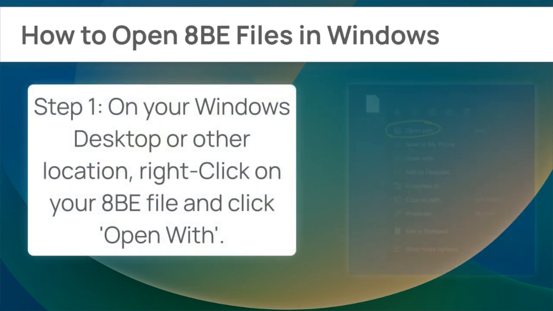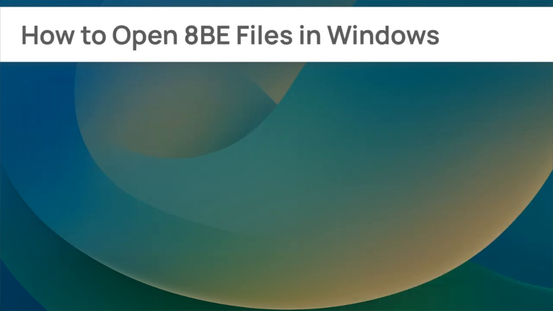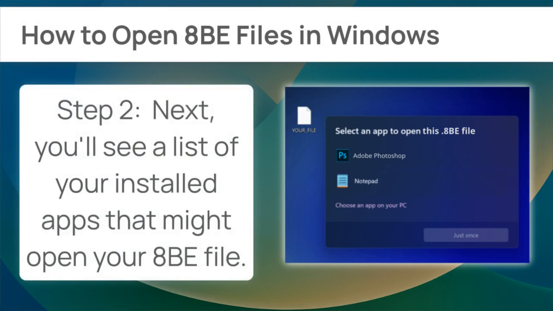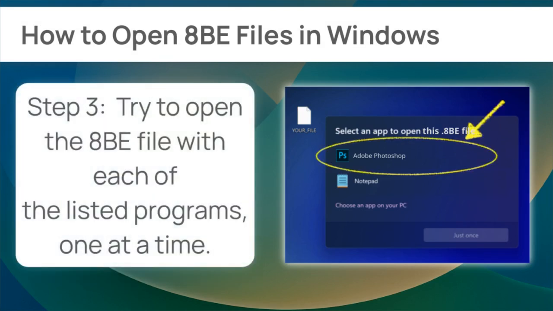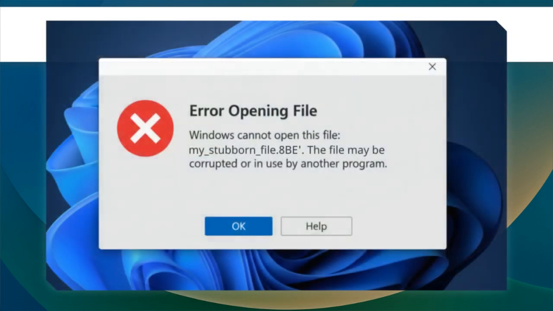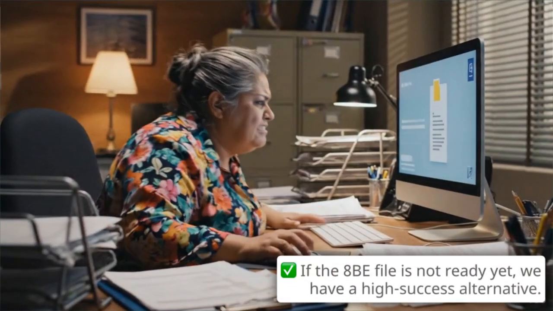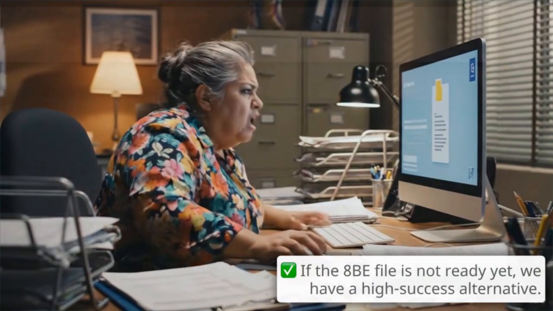Open the menu by right-clicking your 8BE file and choosing Open With. Try Adobe Photoshop first. If it's absent, select another program. This trial and error approach is critical for diagnosis. If the 8BE file is still giving you trouble, relax. When the file is still closed, you're facing one of three standard issues. Let's run through this easy-to-read list of causes and checks.